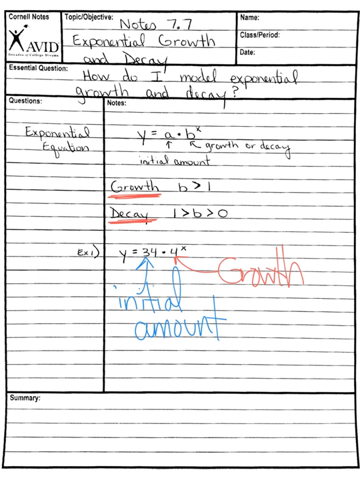Let's jump right in and actually set the problem. Determining if it's growth or decay, we have to look at the value of b. If the value of b is greater than 1, it's growth. If it's less than 1, it is decay. That's it.